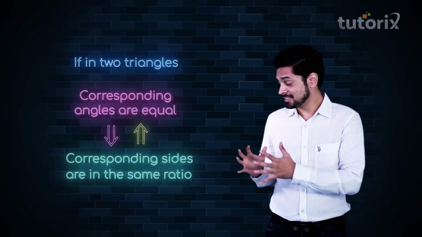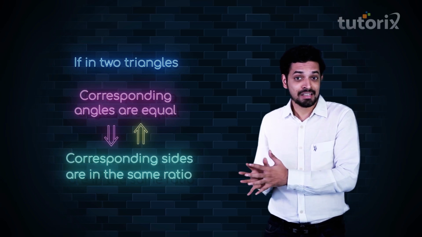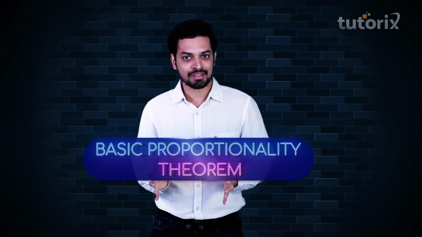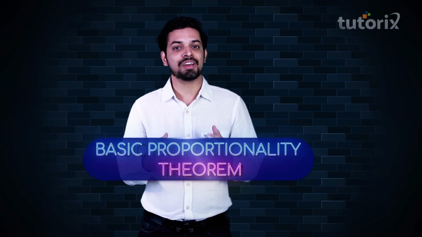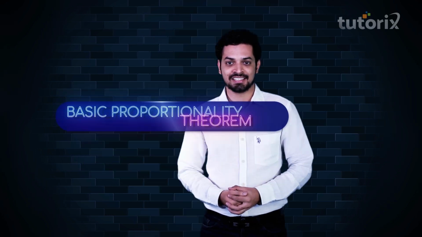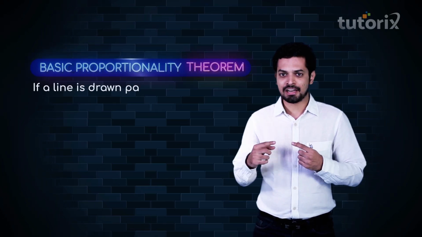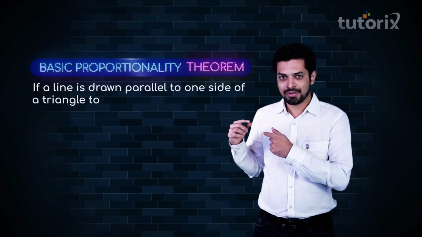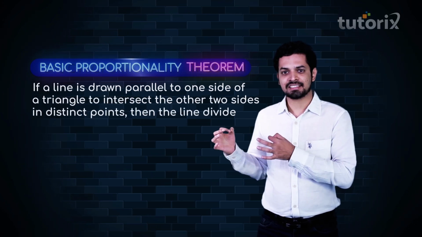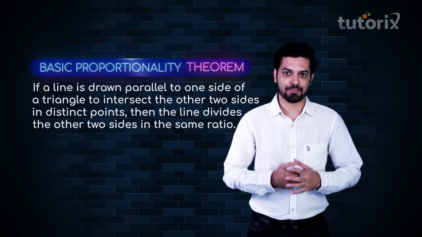Now to prove this implication statement here, we need to state and prove a very important theorem in geometry, which is the basic proportionality theorem. We will see that this theorem will be very useful going forward. So here is how the statement is put in words. If a line is drawn parallel to one side of a triangle to intersect the other two sides in distinct points, then the line divides the other sides in the same ratio.